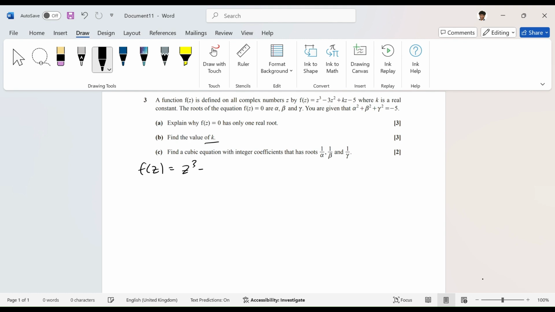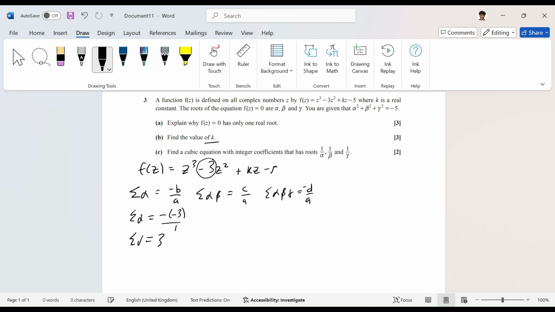So the first thing to look at is the polynomial. We have z cubed minus 3z squared plus kz minus 5. We know that the sum of alphas is equal to minus b over a, the sum of alpha betas is equal to c over a, and the sum of alpha beta gamma is equal to minus d over a. You should remember that just from learning roots of polynomials. That's the first thing we learn. Then the sum of alphas is equal to minus this coefficient here, which is minus minus 3 over 1, which is just equal to 3.